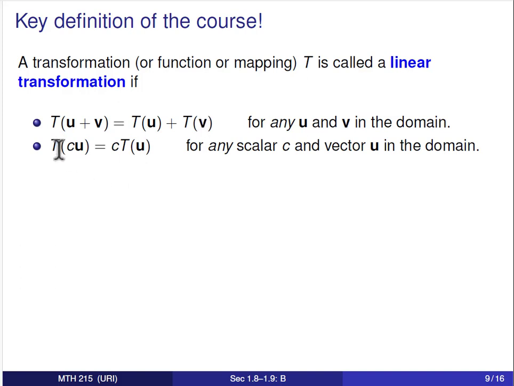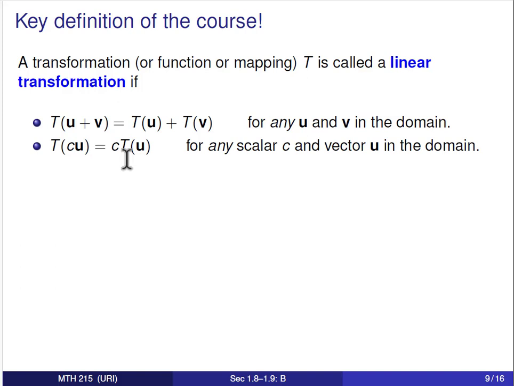Second, again, it's not the same as factoring, but it looks like it. We're taking T of cu, a scaled vector in T, and whatever that scaling coefficient is, we can factor that out and multiply it onto T of u, and if it's a linear transformation, those two things should be equal to each other.